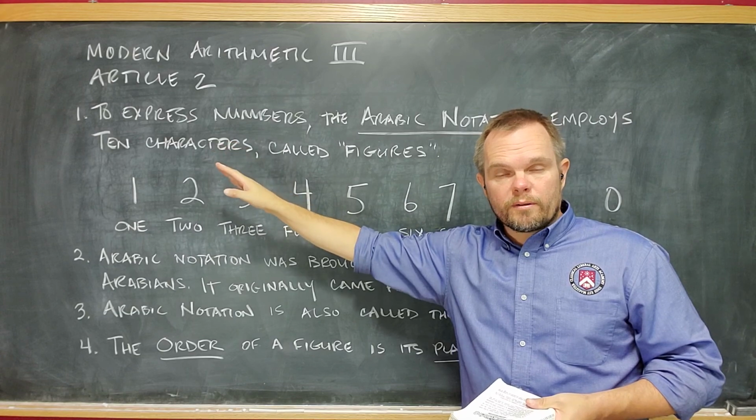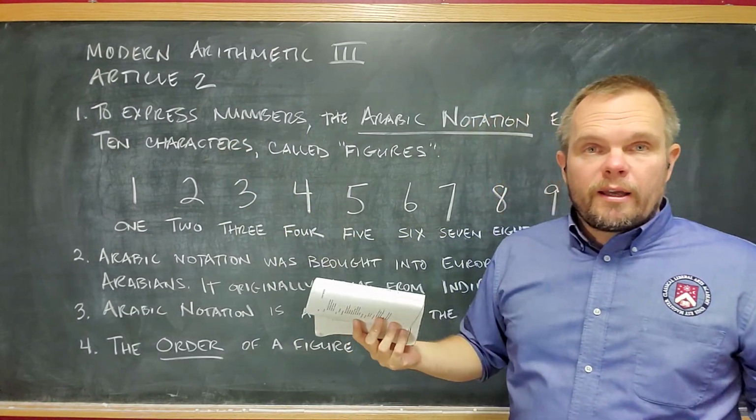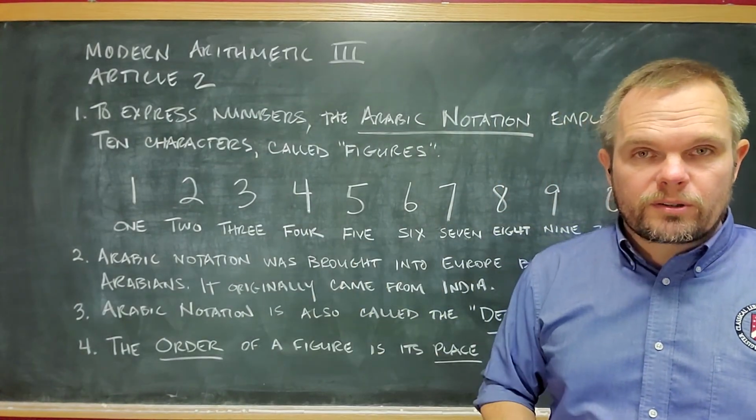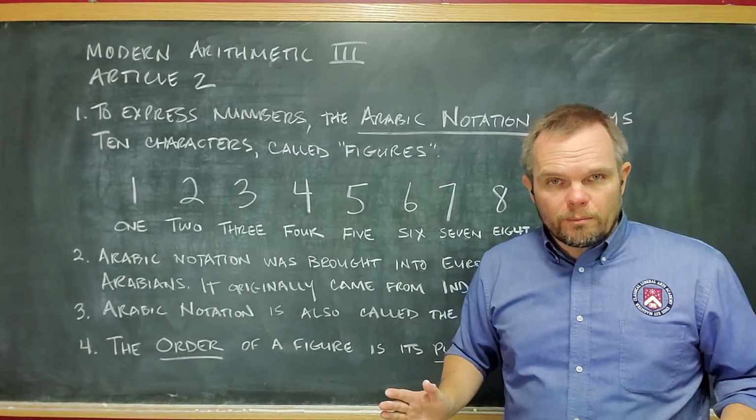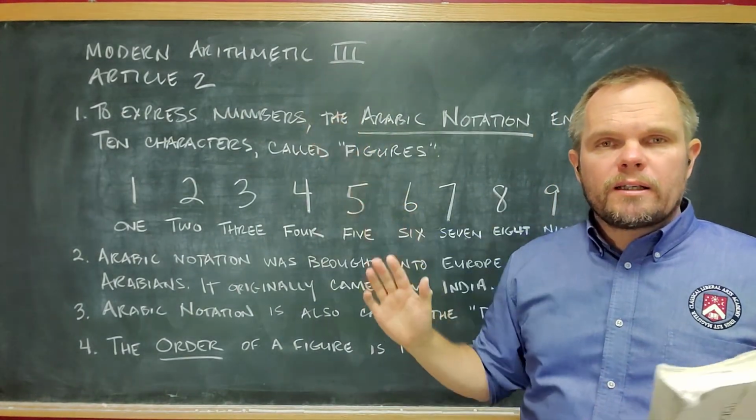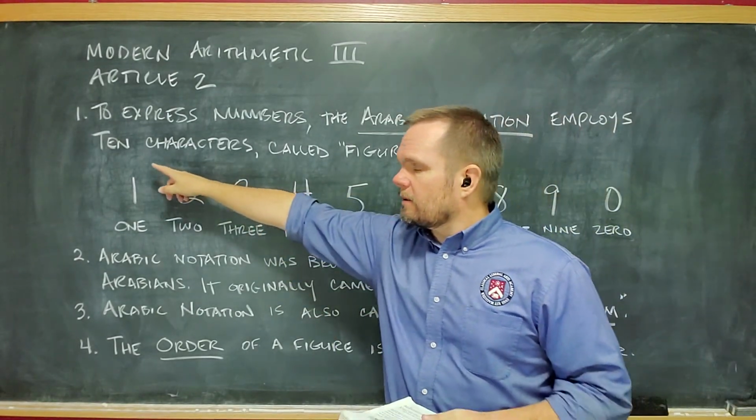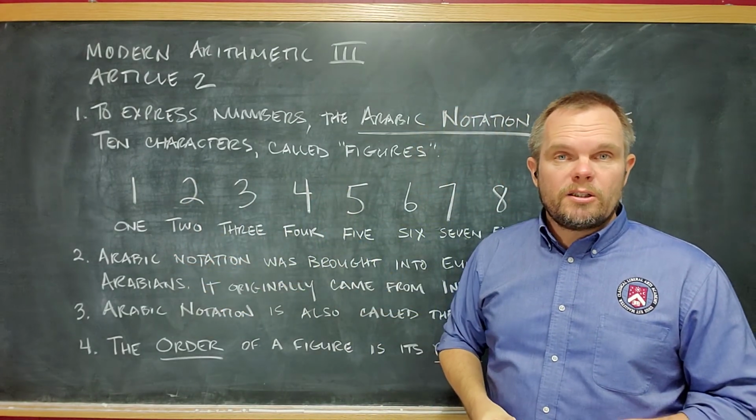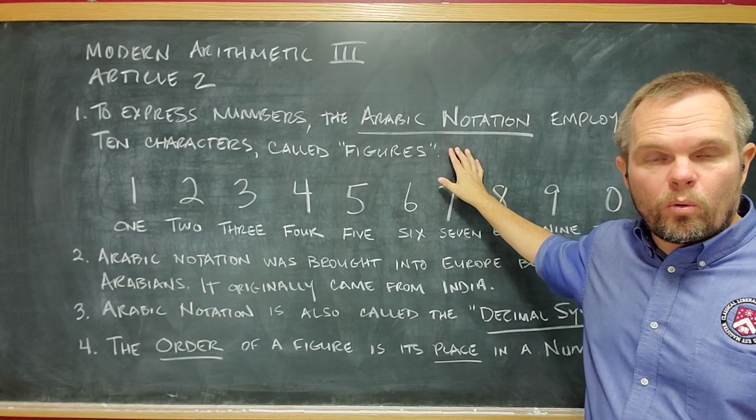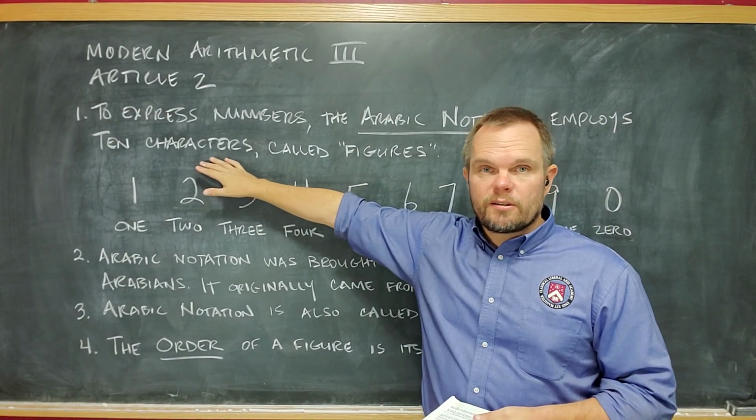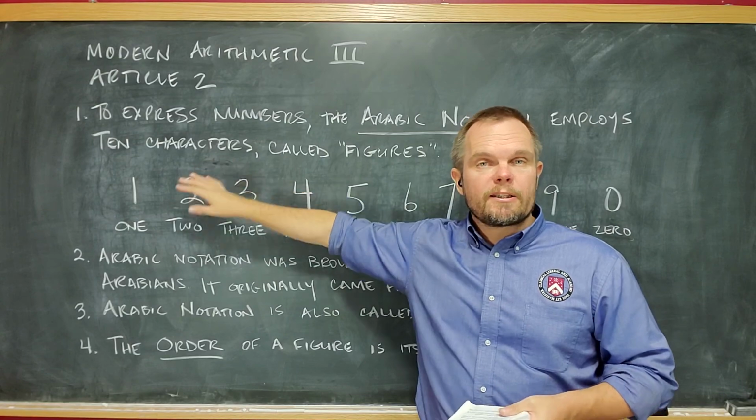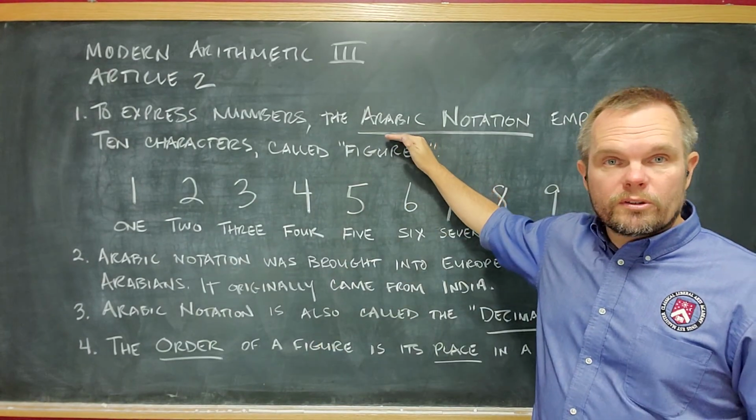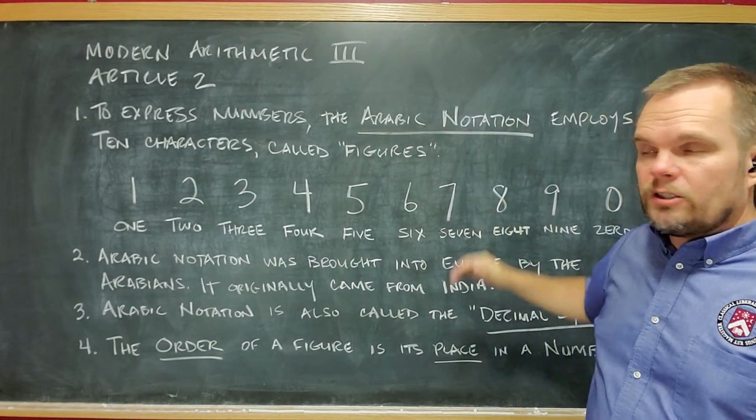Now that's very important because you can just think of how many numbers there are, thousands and thousands and millions and billions of numbers. But we can express any number, no matter how great it is, using just 10 characters or symbols in Arabic notation. That's why Arabic notation is so important. If we learn just 10 characters, we can express any number, no matter how great it is. That's what's good about Arabic notation, okay?